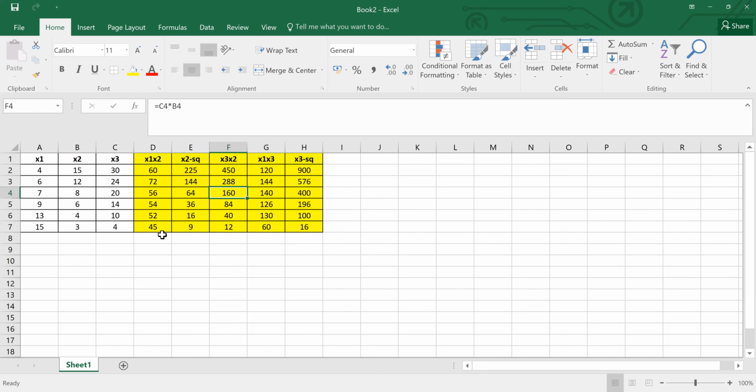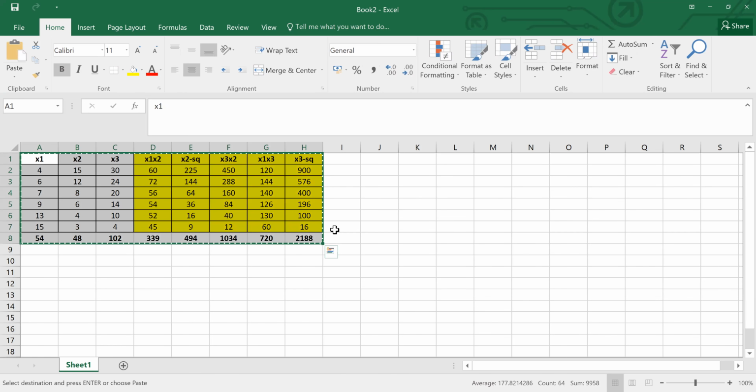Then I need to get the summation for each of these values. Just do auto sum, then you copy this and apply everywhere. So those are the summations that I need in my analysis. Okay, let me see if I can copy this table and take it back to my whiteboard.